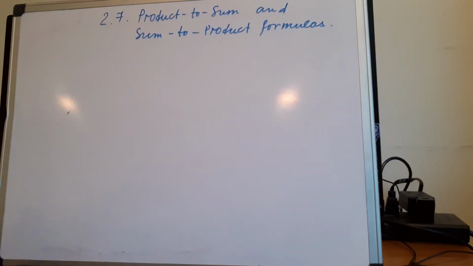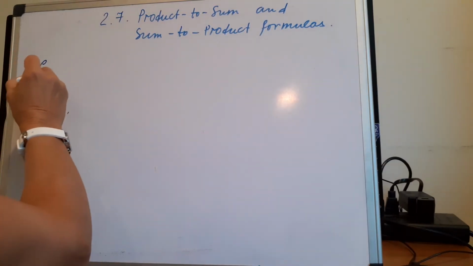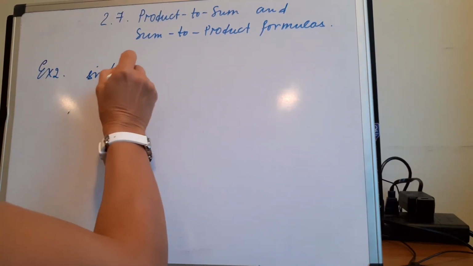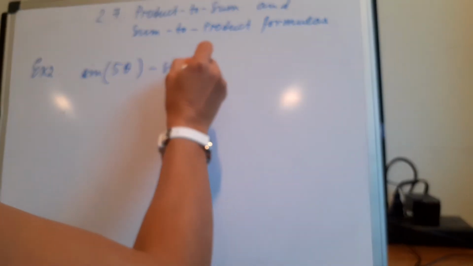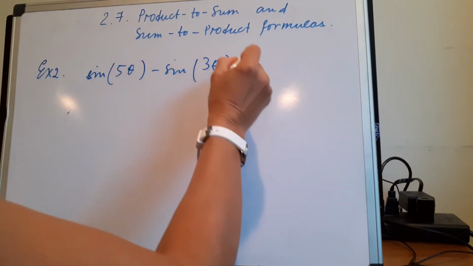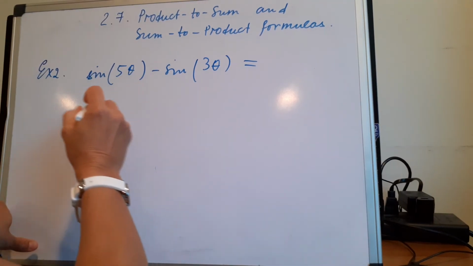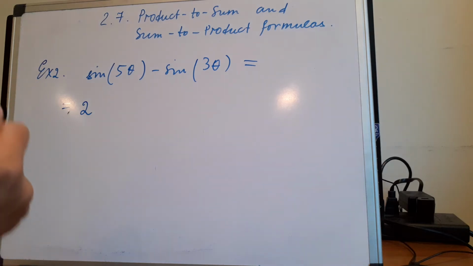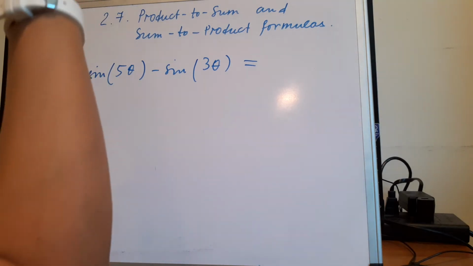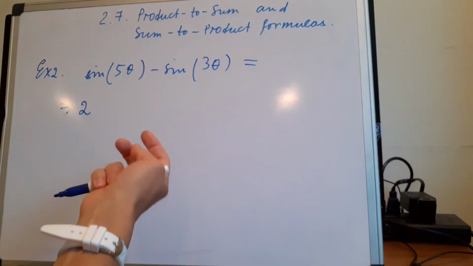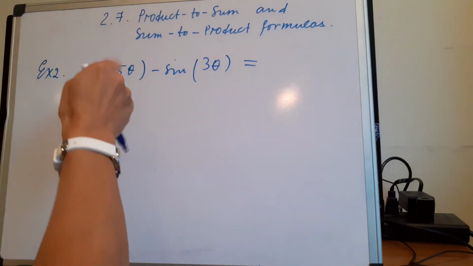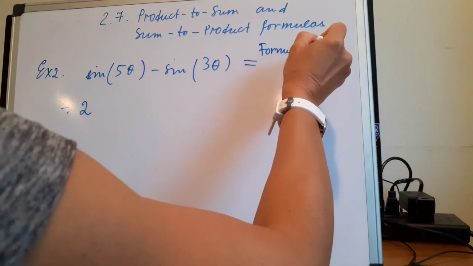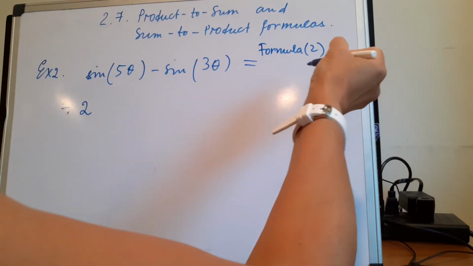Use a different marker. So I'm going to consider example first, example 2. Sine of 5 theta minus sine of 3 theta, right? That's a difference. I'm going to convert it into a product. That's a difference of sines, right? If you look at the table of the formulas, we have a sum of sines, difference of sines, sum of cosines, and difference of cosines. So that's formula number 2. I'm going to write down formula 2 from the table of 4 formulas, right?